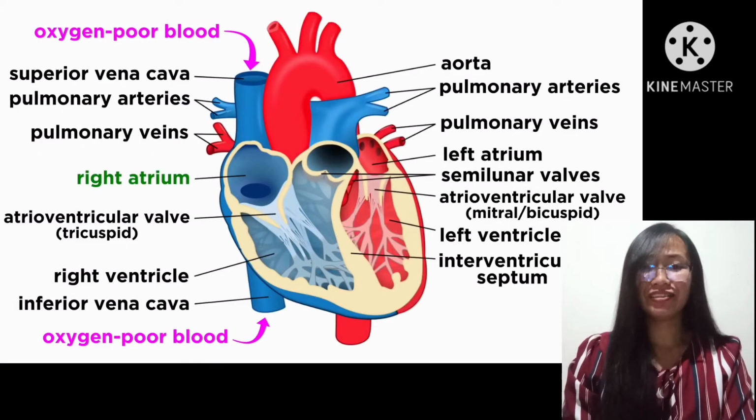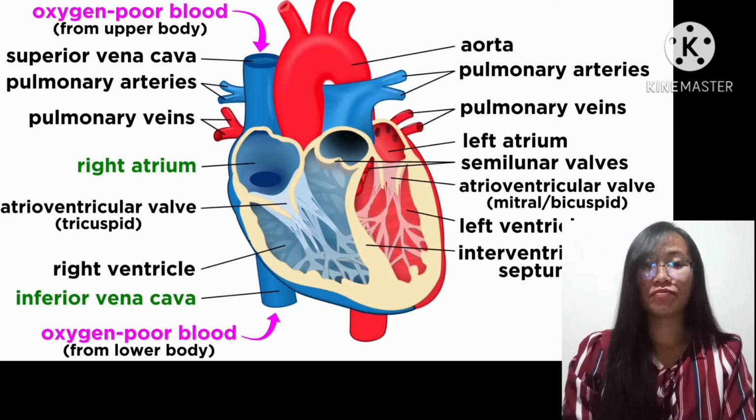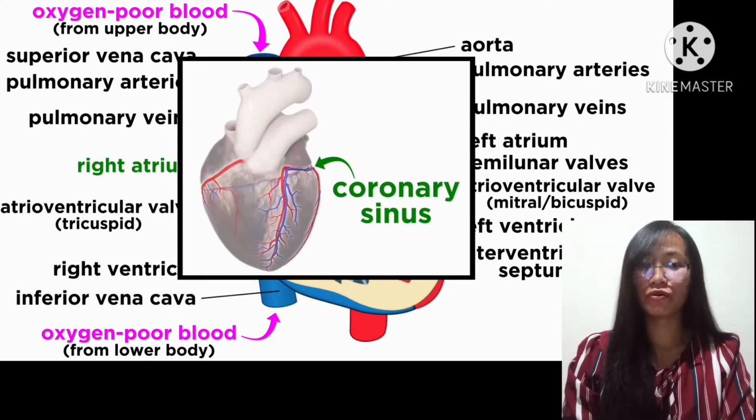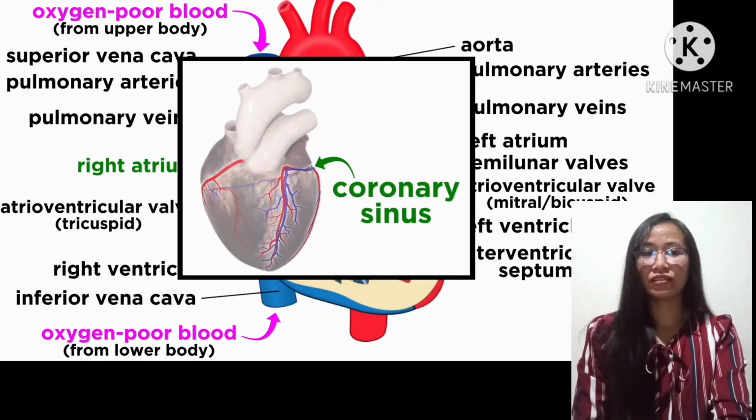Oxygen-poor blood enters the right atrium through three different veins. The superior vena cava delivers blood from the upper quarters of the body. The inferior vena cava delivers blood from the lower part of your body. Then the coronary sinus collects blood draining from the myocardium.